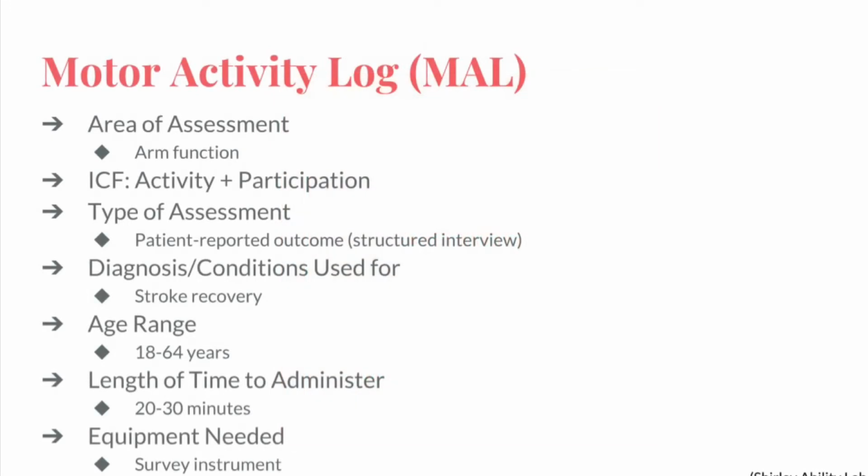The motor activity log is a patient-reported outcome that assesses arm function. It is used to determine how well the participant uses their more affected arm outside of a lab or clinic setting. It is used to assess individuals who are recovering from a stroke. The motor activity log takes about 25 to 30 minutes to administer and only requires the survey instruments and a pencil.